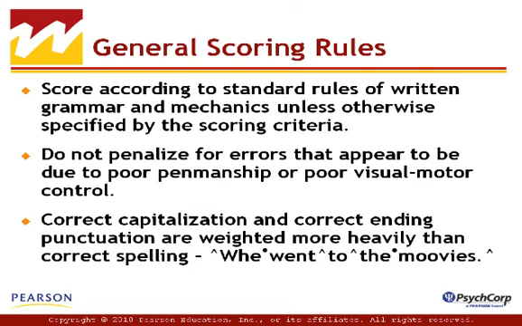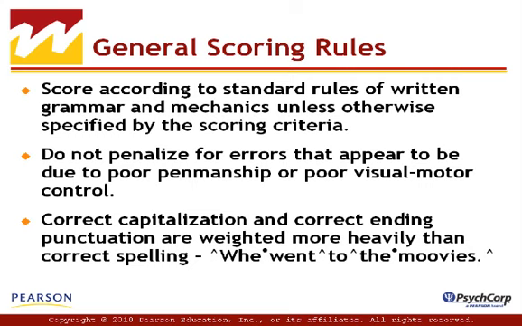One of the things you'll notice when you're looking at grammar and mechanics is that correct capitalization and correct ending punctuation are weighted more heavily than correct spelling. So, for example, if you look at this, certainly you're looking at these two adjacent words, "we went," so the misspelled word will certainly impact these two adjacent words. But you notice over here, we've identified the importance of that first capital by associating a correct word sequence, that caret, with a capital W.